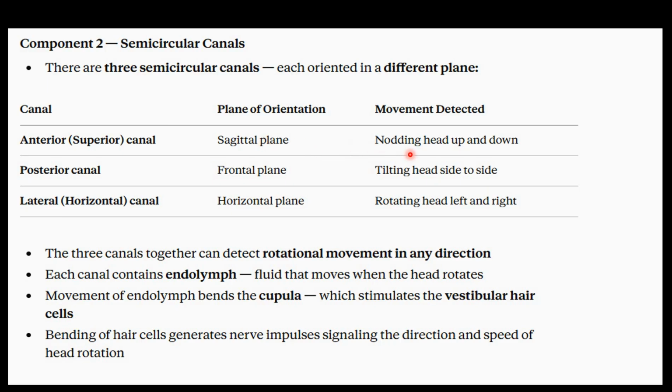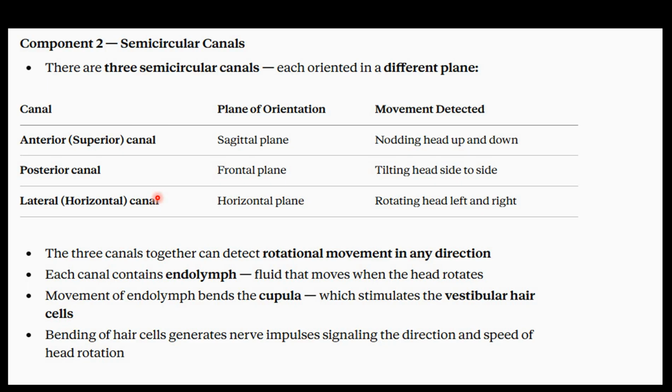Then we have movement detected is the nodding head up and down. So it detects nodding head up and down. Then we have posterior canal, plane of sagittal is frontal plane, tilting head side to side. Then we have lateral canal, horizontal plane, rotating head left and right. Okay, so these are the three columns of the table that comes under the semicircular canals.